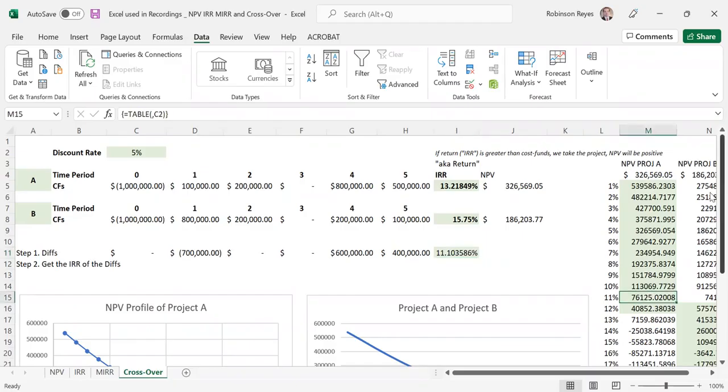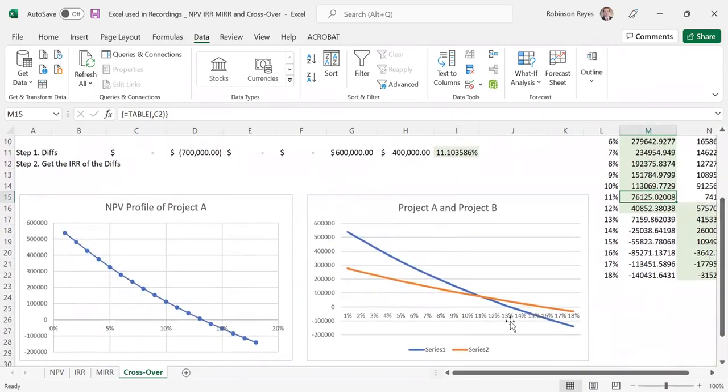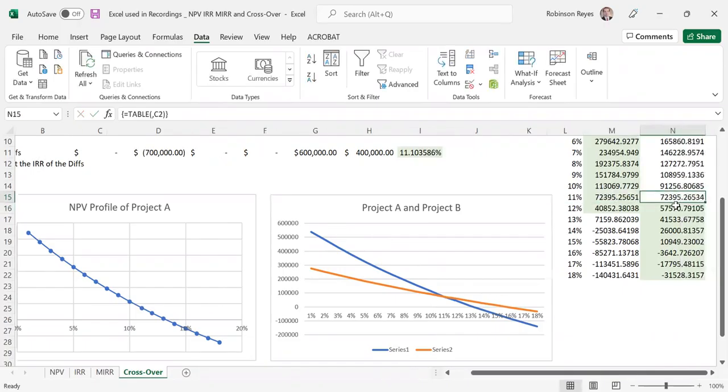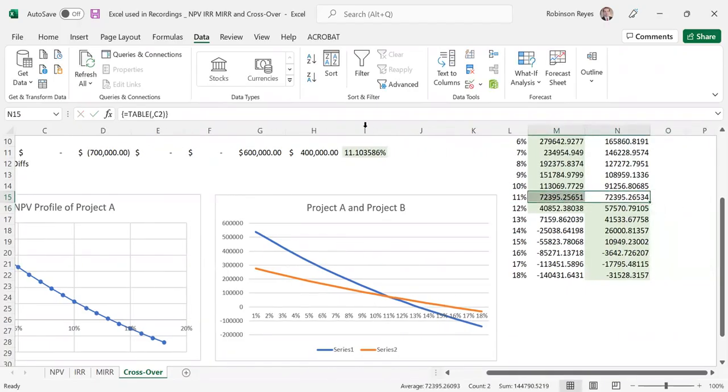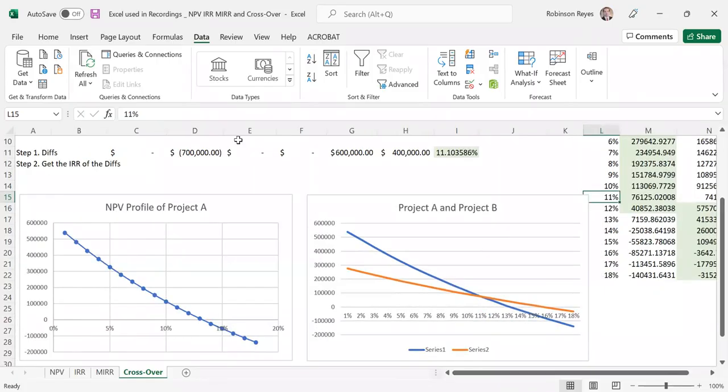Now let's keep in mind that at this crossover rate, the two projects have the same net present value. You're indifferent between the two. If we just write here 11.103586, you will see that the two projects have exactly the same net present value as presumed, right? And as is evident here in the chart. So this is how we calculate the crossover rate.